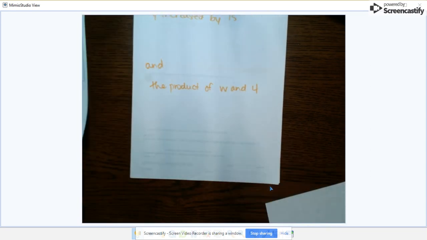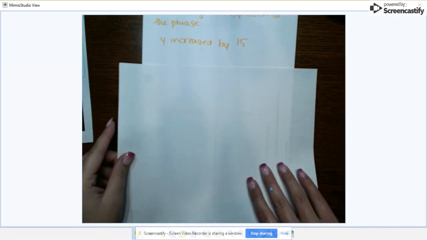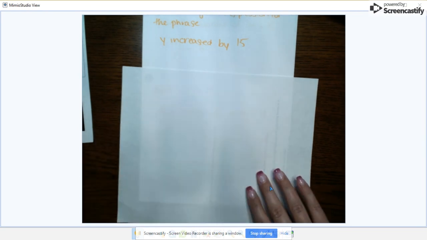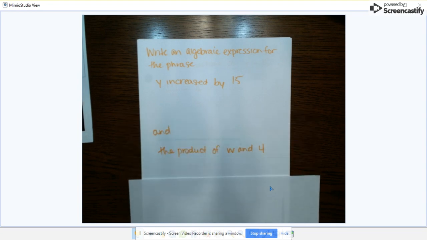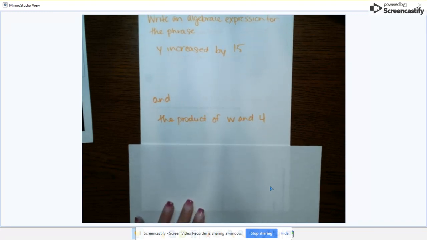So if I gave you this phrase, y increased by 15, I'd like you guys to write the math sentence for that. Similarly, what about the product of W and 4? Please write the math sentence for that.